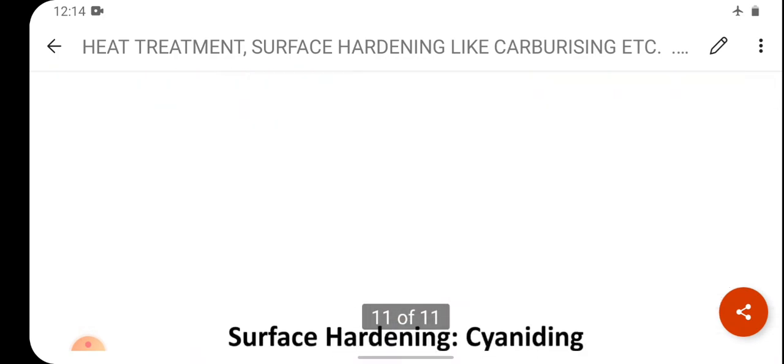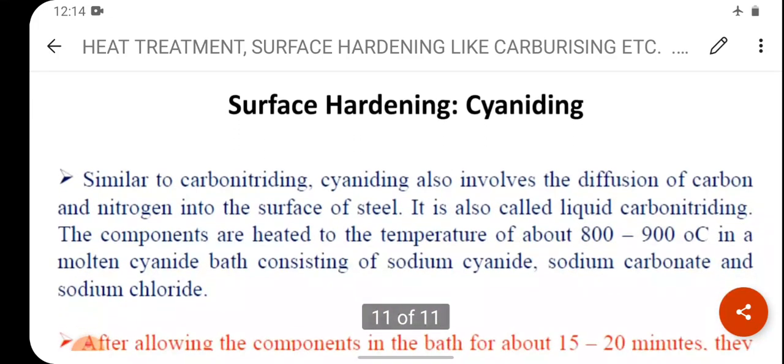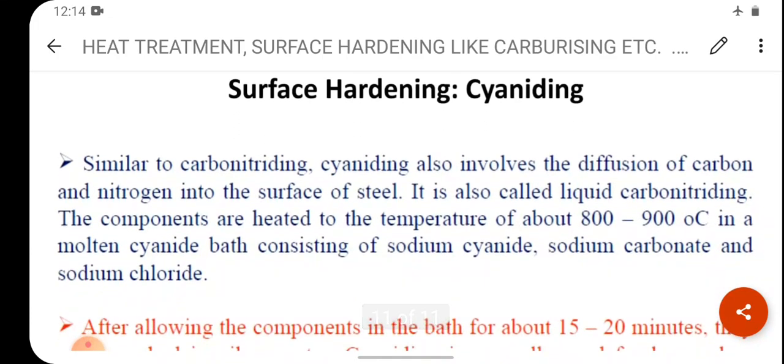Now we will discuss last point of today's topic, or you can say today's lecture and total material science lecture. I am going to finish here. That is unit number 4. I am finishing it up. So see here, last topic of heat treatment process, that is surface hardening, that is cyaniding.